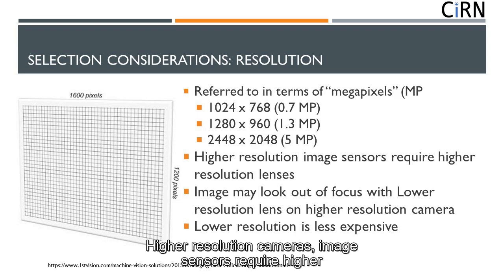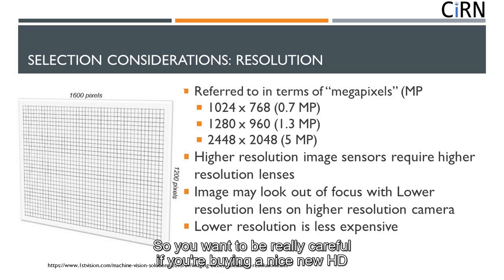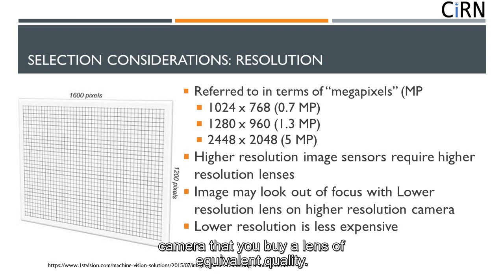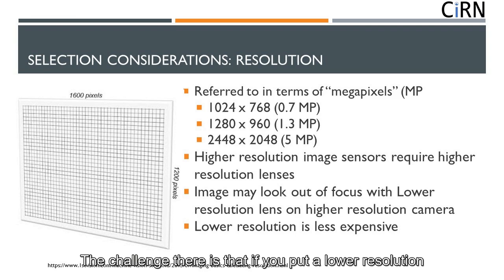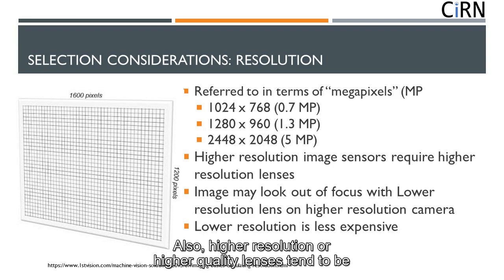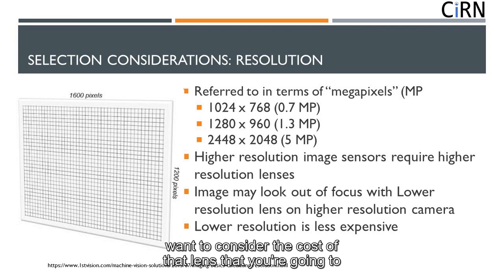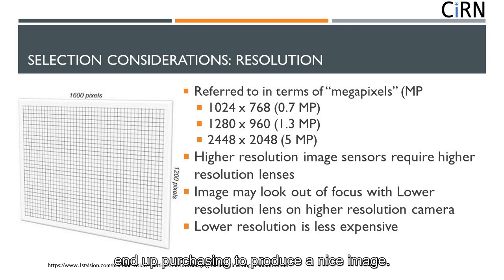Higher resolution cameras and image sensors require higher resolution lenses. So you want to be really careful if you're buying a nice new HD camera that you buy a lens of equivalent quality. The challenge there is that if you put a lower resolution lens on a really nice system, you might end up with a fuzzy image. Also, higher resolution or higher quality lenses tend to be much more expensive. So as you're considering the cost of your station, you also want to consider the cost of that lens that you're going to end up purchasing to produce a nice image.